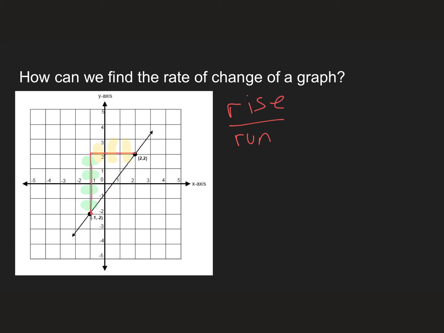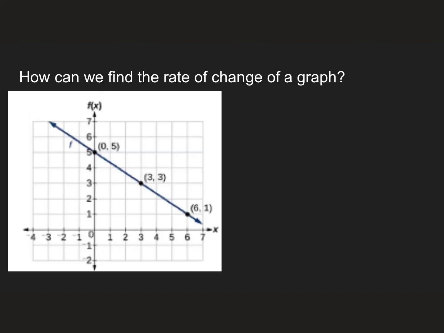So my rise was 4, my run was 3. I went up 4, 1, 2, 3, 4, and over 3, 1, 2, 3. That's the slope of this line, 4 over 3. And I know it is positive because from left to right, it goes up. Remember, we always read from left to right. So let's look at this next graph.